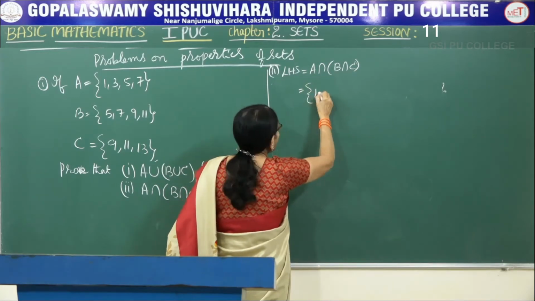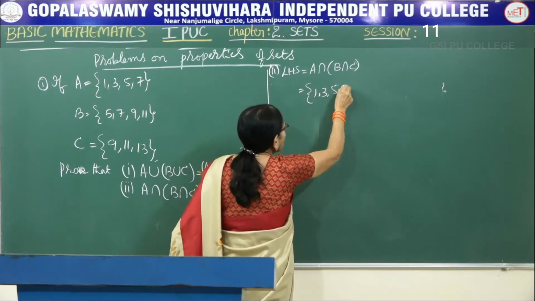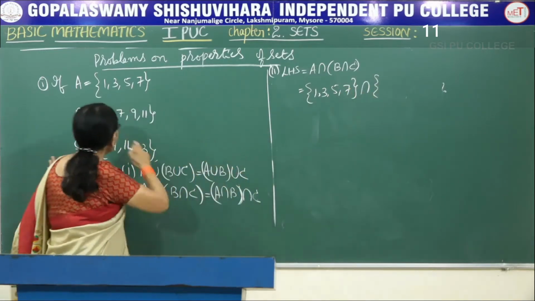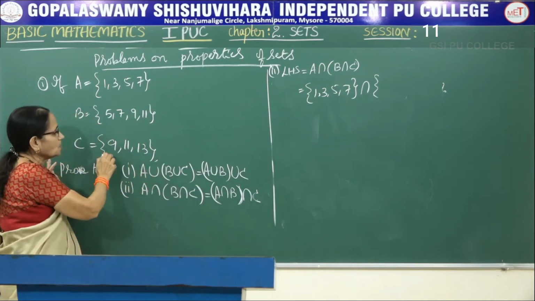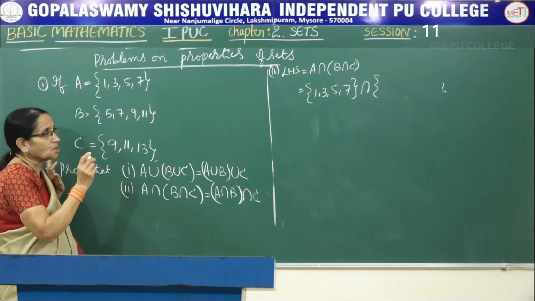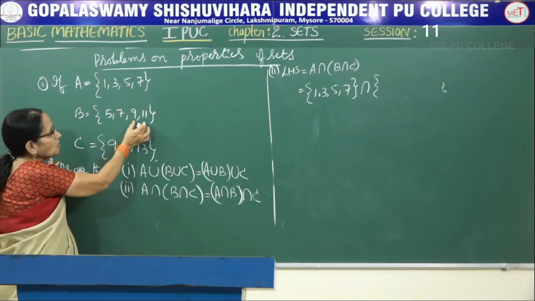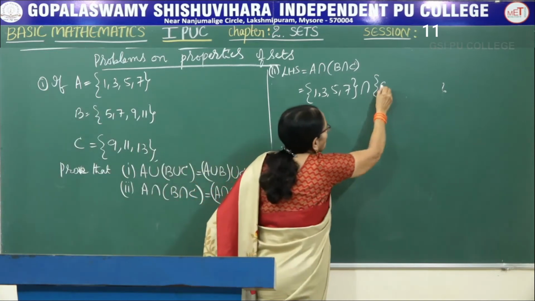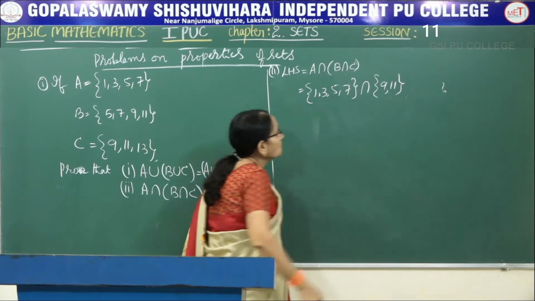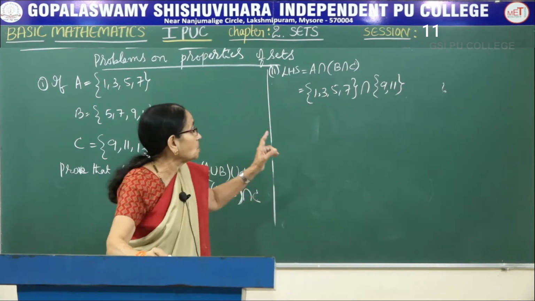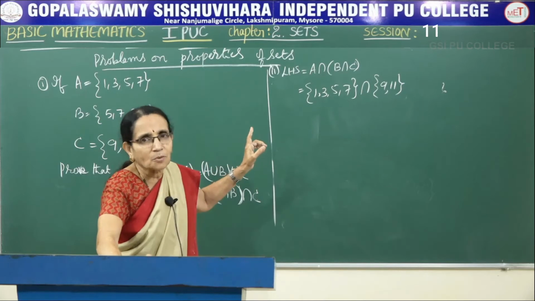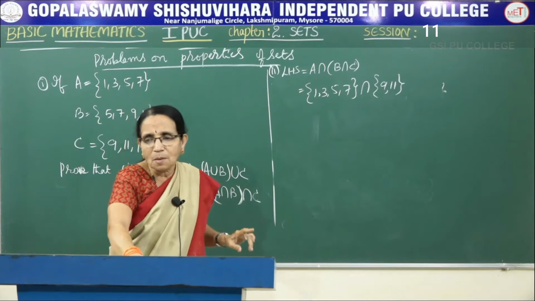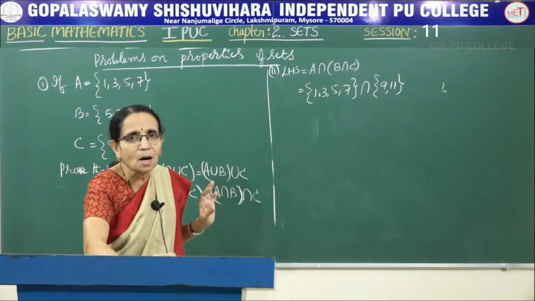First write the elements of A, 1, 3, 5, 7, intersection. Here you have to be careful. B is having 5, 7, 9, 11, C is having 9, 11, 13. We are taking intersection, which means the common elements have to be taken. What are they? 9 and 11 and 9 and 11. Write that one. It is 9, 11. Now, look here. We are taking the intersection of these two sets. One set is containing 1, 3, 5, 7. The second set is containing 9 and 11. And can you tell me what are the common elements? Do you see any common elements here?